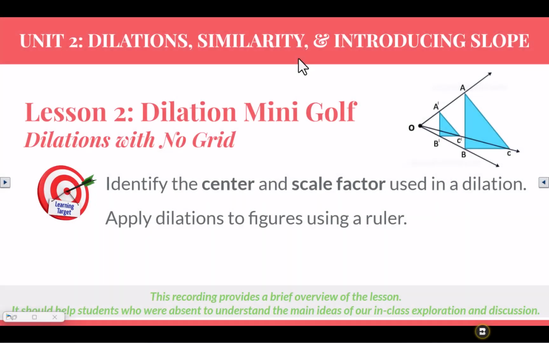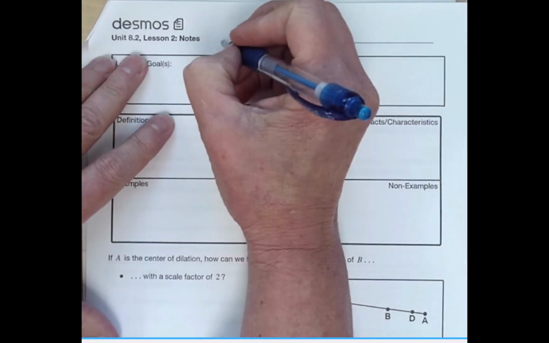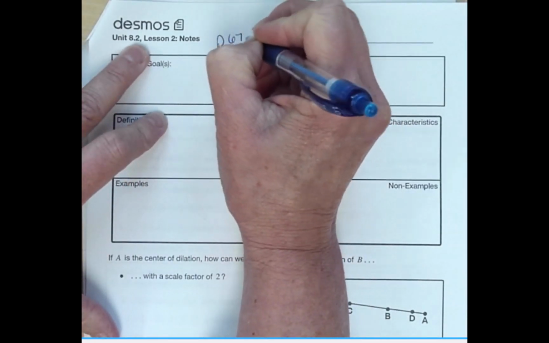Lesson 2, Dilation Mini Golf. Dilations with no grid. In this lesson, you'll identify the center and scale factor used in a dilation. You'll also apply dilations to figures using a ruler. All right, let's get started on page 67 in your notebook.